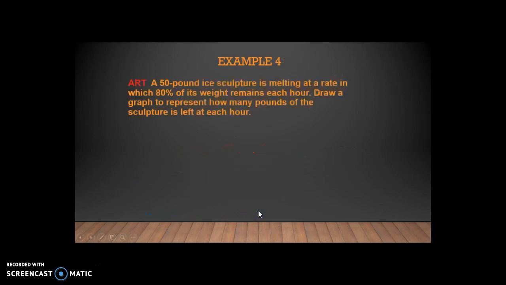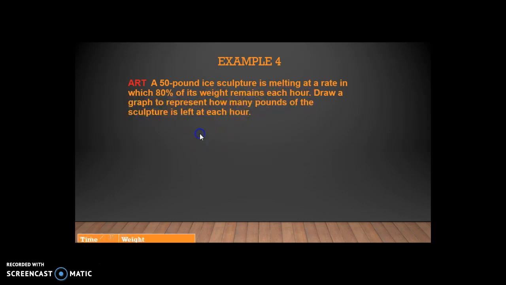Okay? So, we have an ice sculpture that's 50 pounds, and it's melting at a rate in which 80% of its weight remains each hour. They could have made this a little trickier and said it's losing 20%, but then you'd have to calculate what's left, which is 80. It's kind of like a decay problem. That 1 minus 0.2 is 0.8 or 80%. So we're going to draw a graph to represent how many pounds of the sculpture are left after each hour.